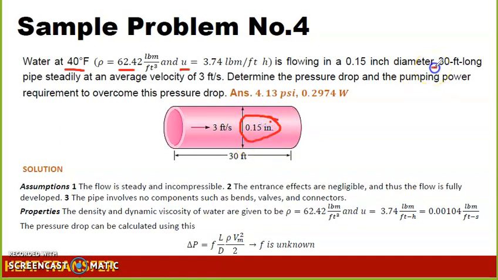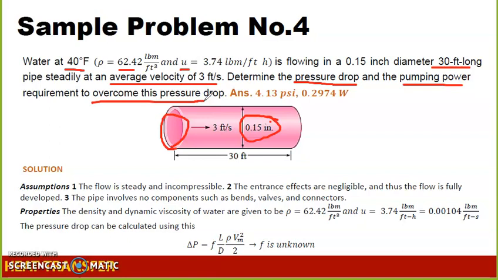And this is a 30 feet long pipe. So this is a circular tube. And the average velocity of the water is 3 feet per second. So determine the pressure drop and then the pumping power requirement to overcome this pressure drop.